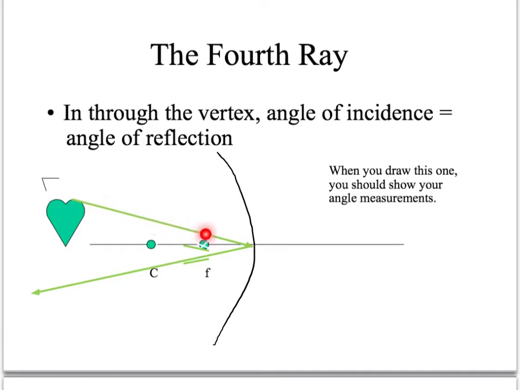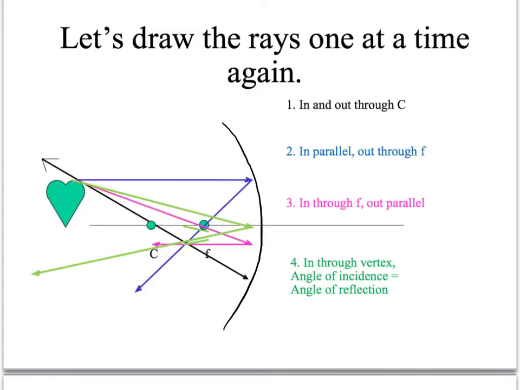You're going to go in through the vertex, and now you actually have to use your protractor. You have to measure those two angles, and your angle of incidence is going to equal your angle of reflection, but it will still meet up with the other three rays. And so all together, this is what it looks like, and now you have no idea what you did.